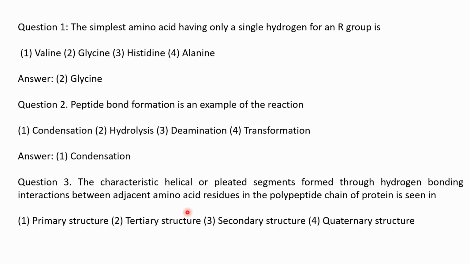We know that the primary structure is simply the chain of the amino acids and includes only the peptide bonds. The tertiary structure includes the disulfide bond formation, in which the chain gets bent and acquires a particular configuration. In the secondary structure, there is a formation of alpha helix and beta pleated sheets by hydrogen bonding between the adjacent amino acids. So the characteristic helical or pleated segments formed through hydrogen bonding between adjacent amino acid residues in the polypeptide chain of the protein is seen in option number 3, secondary structure.